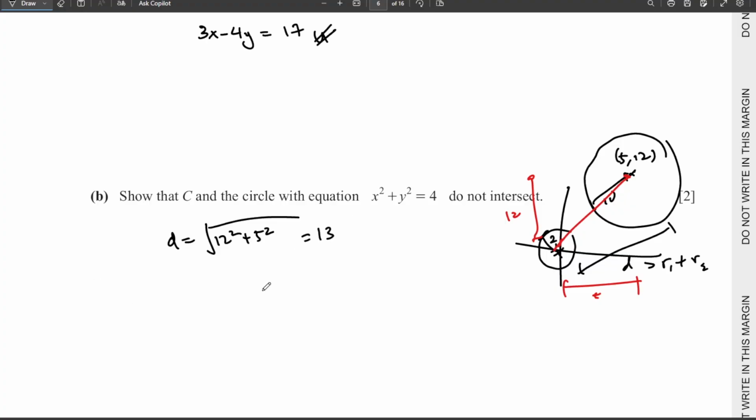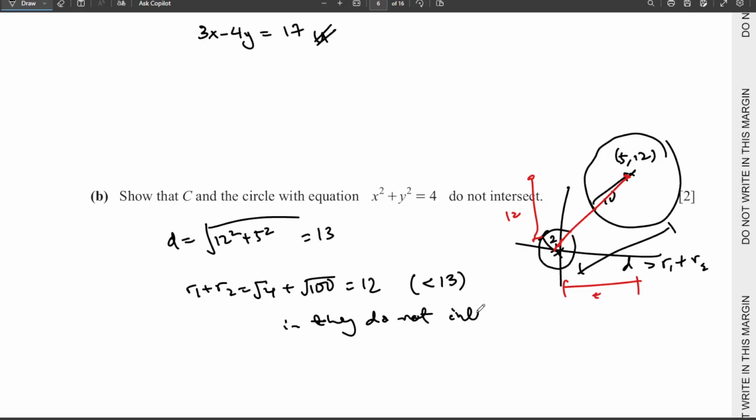And then also the two radii, r1 plus r2, is square root of 4, and also square root of 100, that will be 12. So as long as you show it's less than 13, therefore they do not intersect. Okay, that's all you need to show.